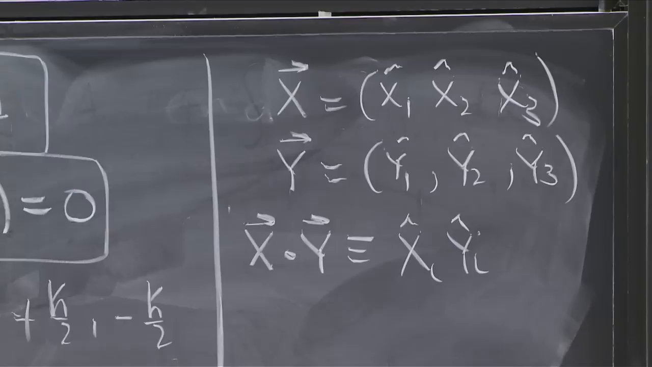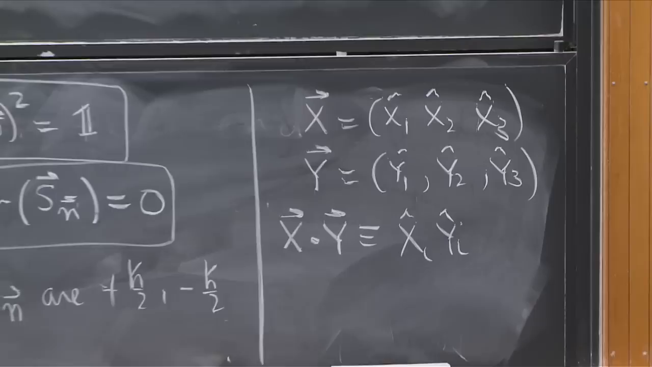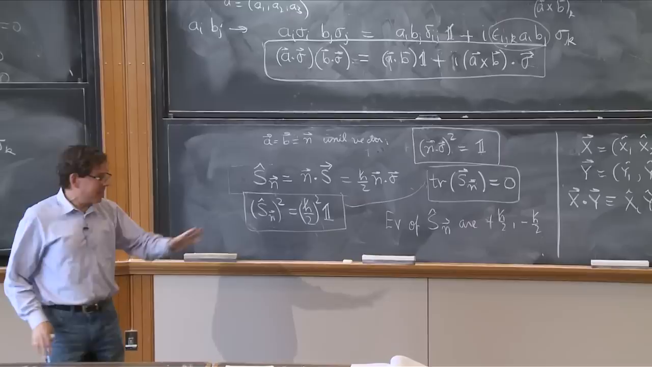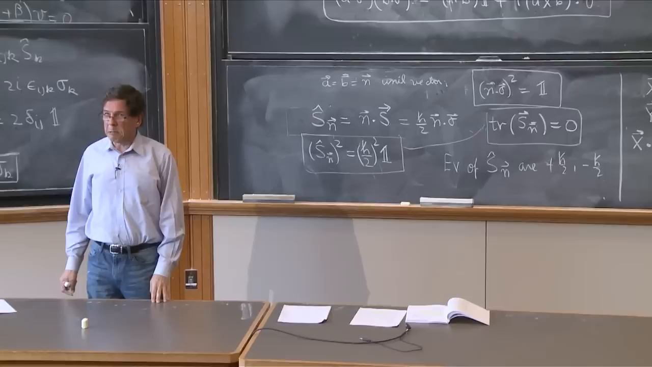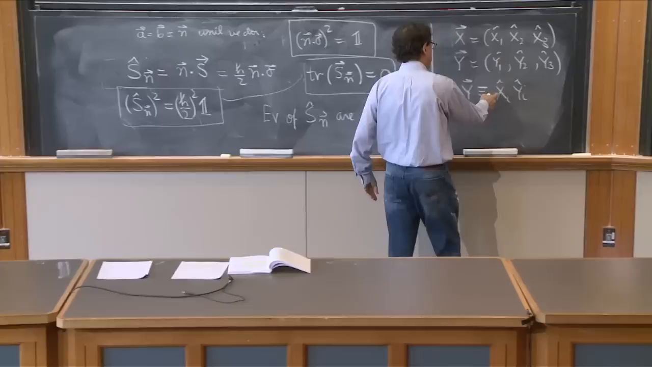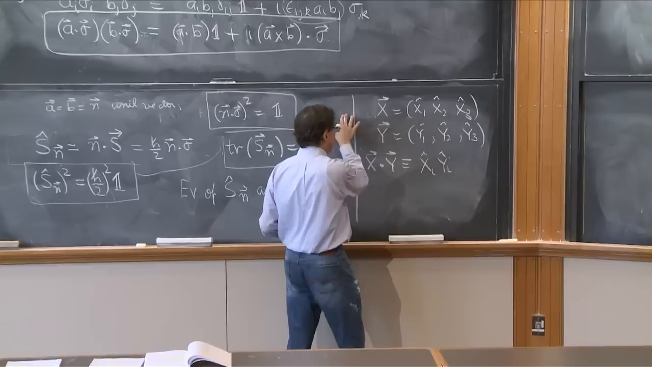Now, the dot product of two triplets of operators defined that way may not commute, because the operators x and y may not commute. So this new dot product of boldface operators is probably not commutative. It may happen that these operators commute, in which case x dot y is equal to y dot x. Similarly, you can define the cross product of these two things.